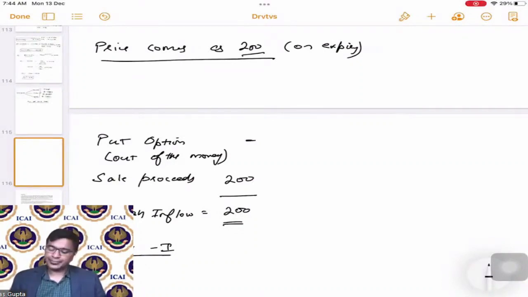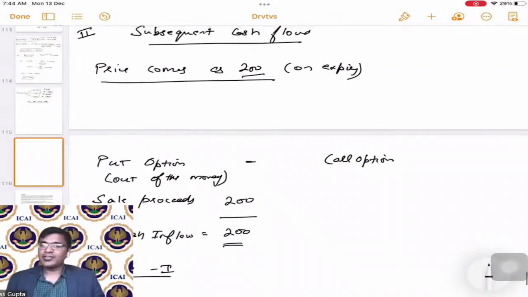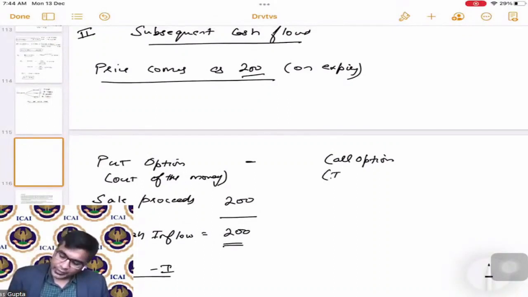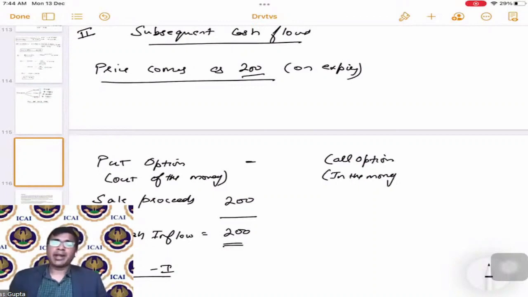Now let us understand from the call option. So the call option holder, is this a benefit for the call option holder? Yes, because now it is in the money. In the money. Why? Because the price on expiry is 200 and the strike price is 180. That means there is a 20 rupees benefit.